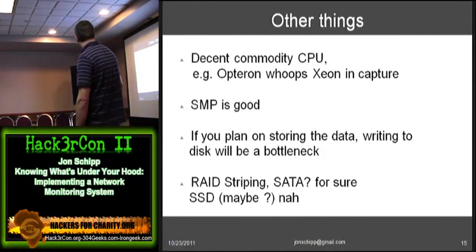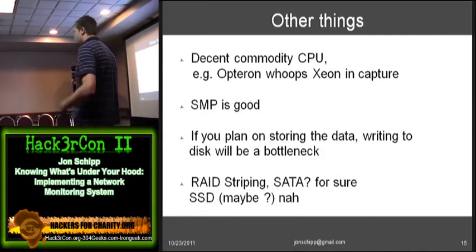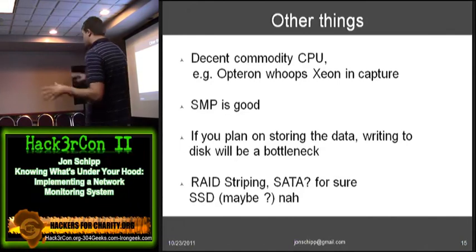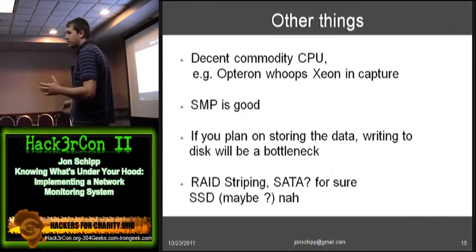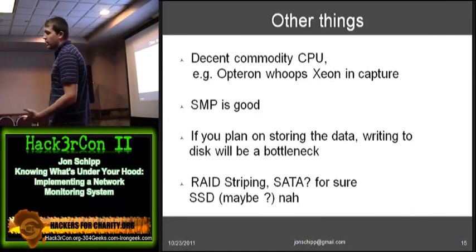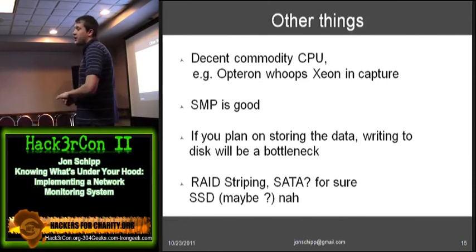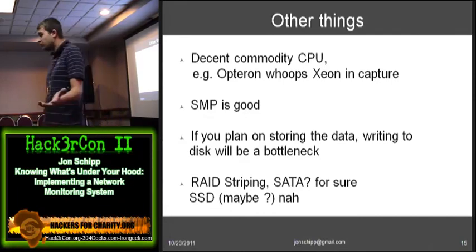Symmetric multiprocessing is good, and you definitely want that if you don't have it. So we have multiple cores, right? We can put threads on different cores. And if you plan on writing to disk, that will be the bottleneck, and we'll see that with my test. SSD might be the best way for full content packet capturing, but it doesn't have to be. I'm doing it with SATA right now, and I'm not doing too bad. I'm almost zero loss.